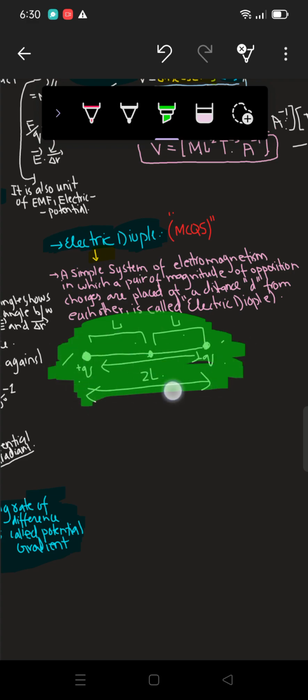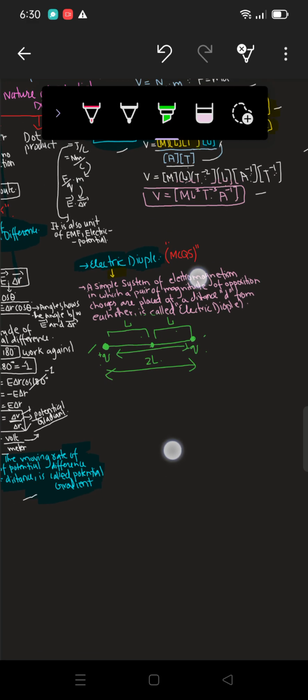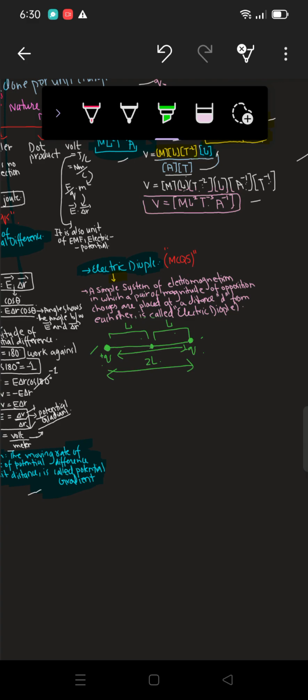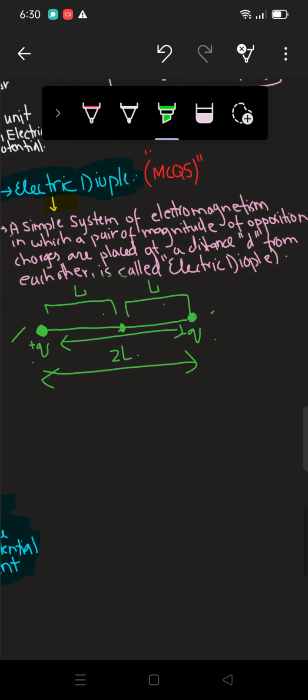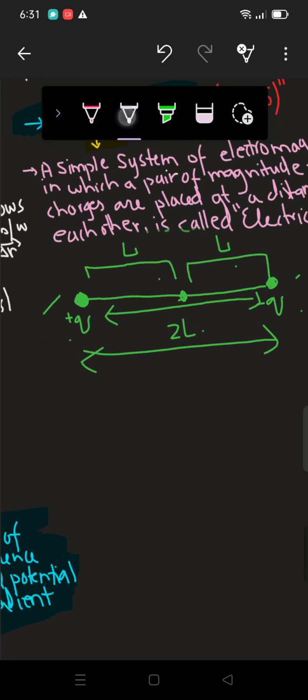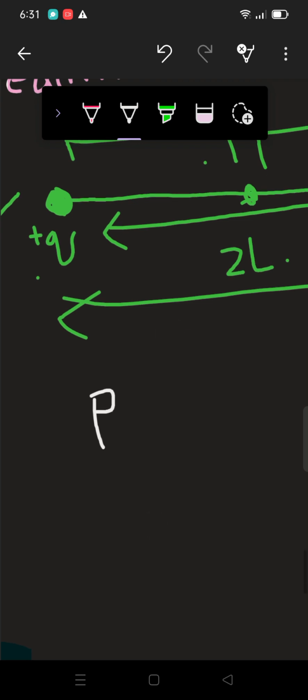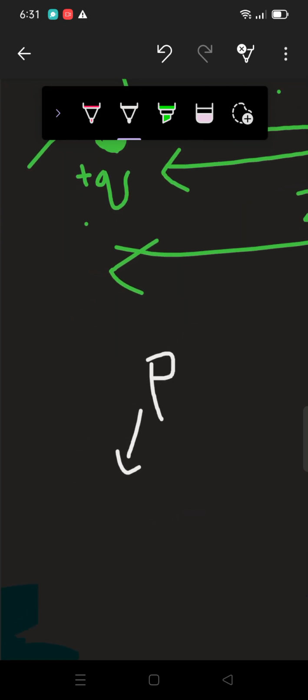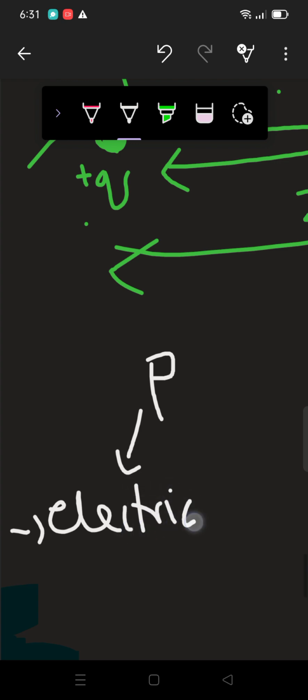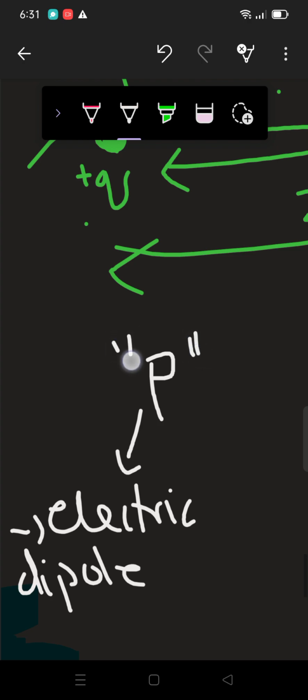It is a simple system of electromagnetics in which two opposite charges are placed at a distance from each other. Then this is what we call the electric dipole. Now if I write the formula of it, what would it be? This is the representation of electric dipole. Electric dipole is represented by P, right?